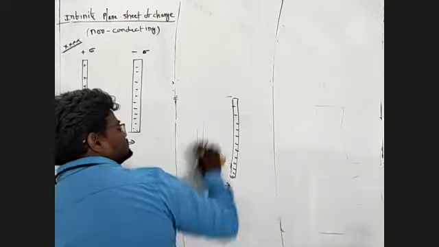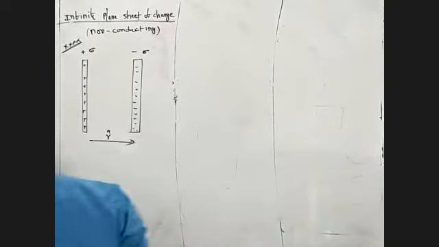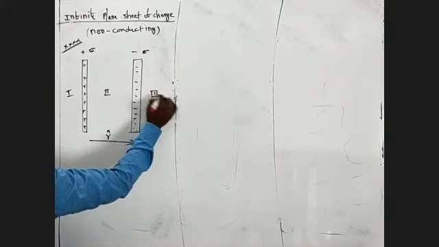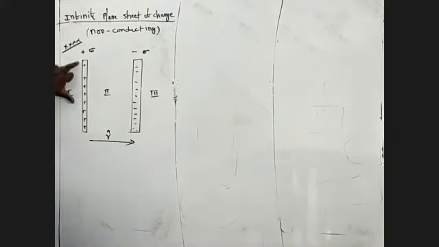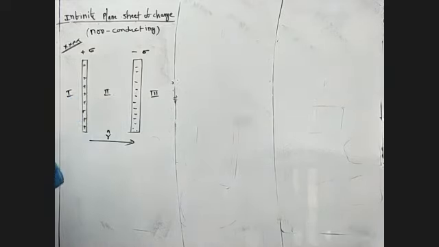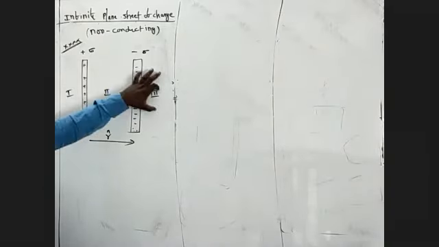We are going to calculate now. In the exam point, we have the first region, second region, and third region. This is an infinite plane sheet having positive charge. This is one more infinite plane sheet having negative charge. Now this is the first region, second region, third region.